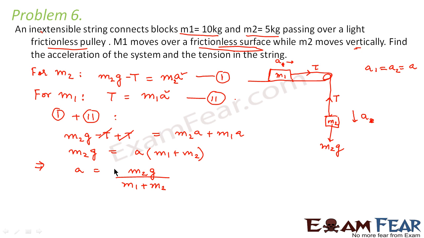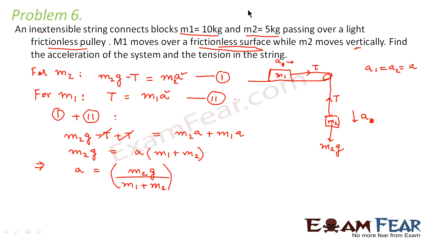So see friends, whenever you have any problems related to pulleys, blocks or something like that, the best way to solve it is you first draw the free body diagram for both the bodies and you write the equation of motion. Whenever you write the equation of motion, just try to find the net force on that block. Like here the net force is m2g minus T. So this net force has to be equal to mass into acceleration. Similarly here the net force is T. So the net force has to be equal to mass into acceleration. So this is the funda which you need to follow to write the equation of motion.